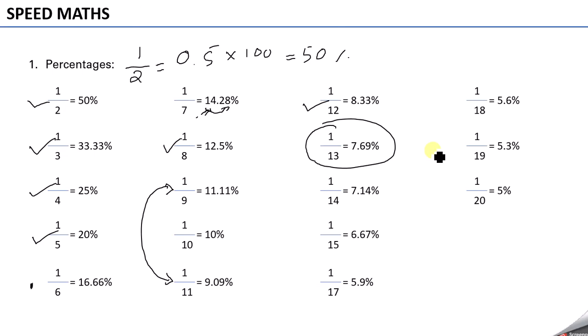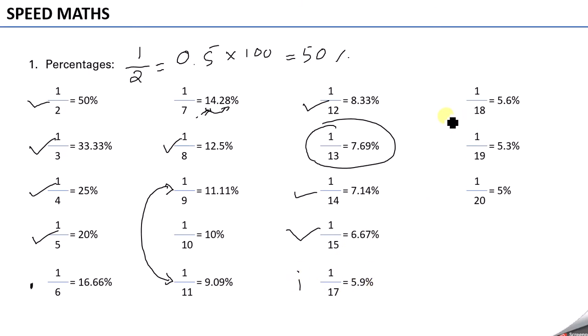Next is 1 by 14. Now 1 by 14 is again what? Half of 1 by 7. 1 by 7 is 14.28. So half is 7.14. Easy to remember. Next is 1 by 15. So 1 by 15 is one third of 1 by 5. So 1 by 5 we have as 20%. One third is 6.67.